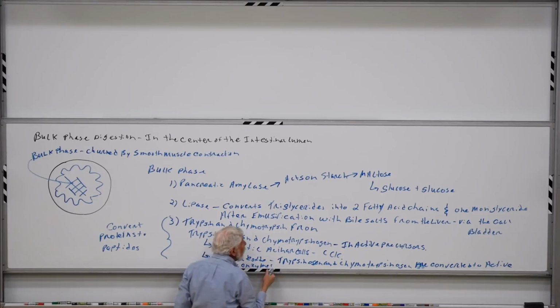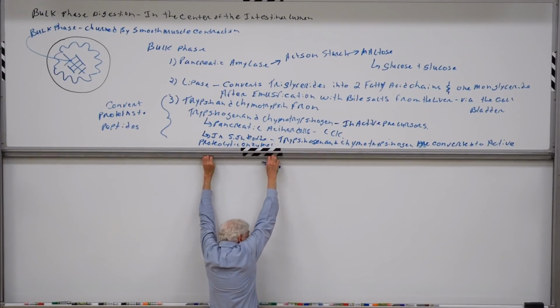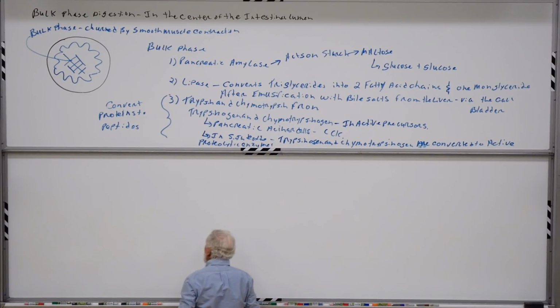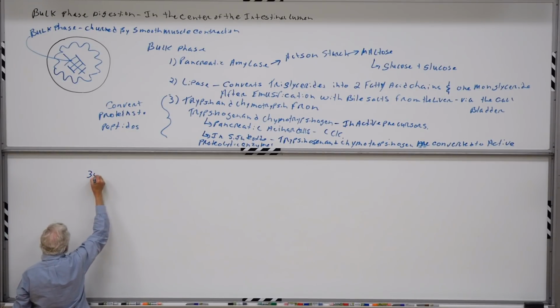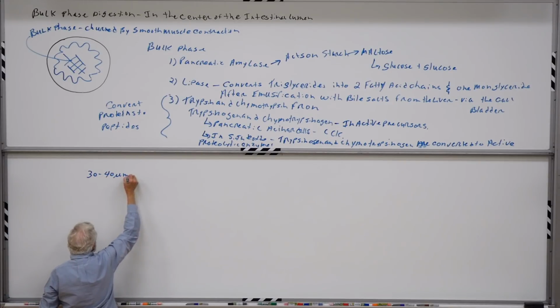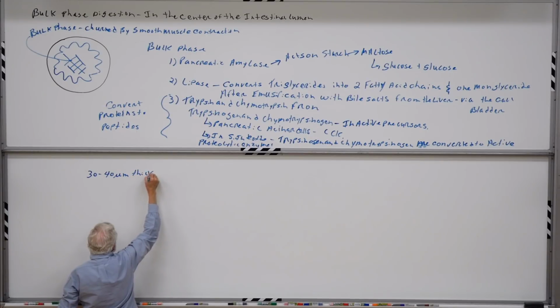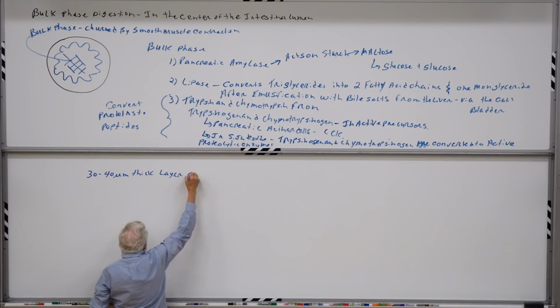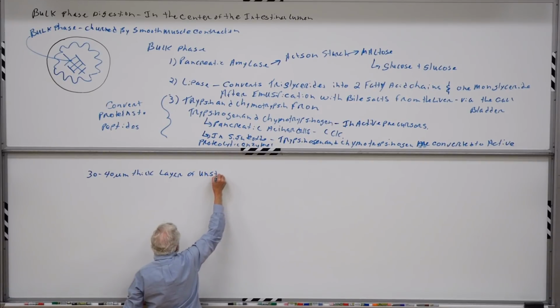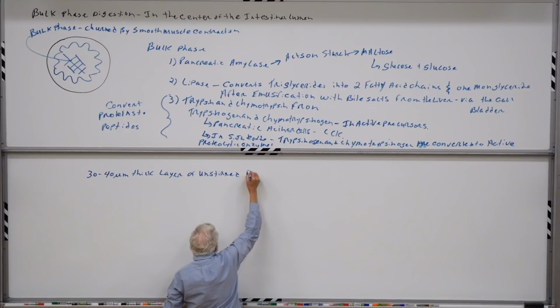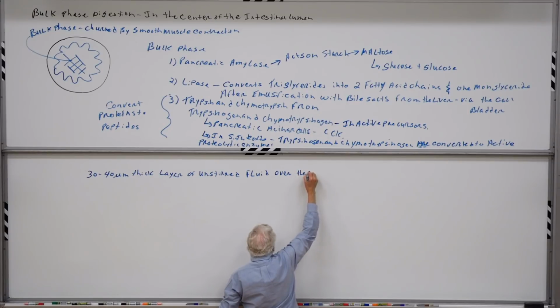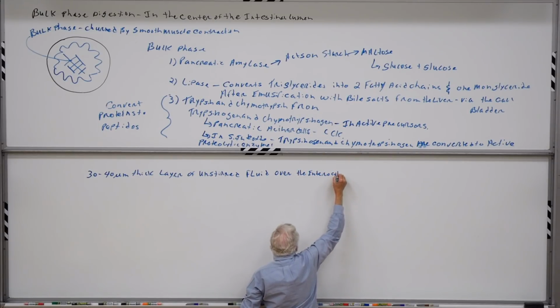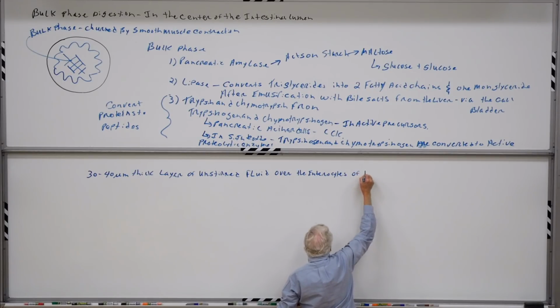Now, for those of you who have had some fluid mechanics, you'll recognize this immediately. But for most of the rest of you, you'll have to take it more or less on faith that there is a 30 to at most 40 micrometer thick layer of unstirred fluid over the enterocytes. And it's fair to say over the enterocytes of the villi.